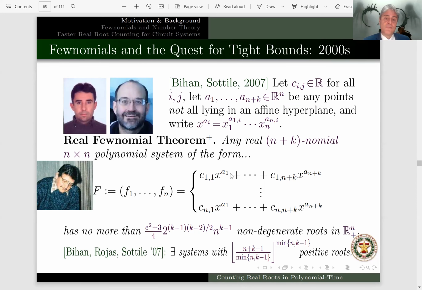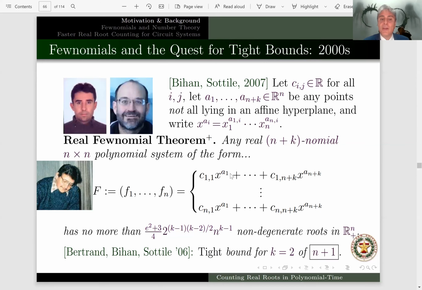What we do know, from a paper I wrote with them some years ago, is that there do exist systems with this many roots. Basically the exponent should be something like the min of n and k minus 1; the inside is a little bit more complicated. So there are systems with this many positive roots. This is considerably smaller than the stated bound of the real Fewnomial theorem. There's a big gap, and that's where the devil lies.